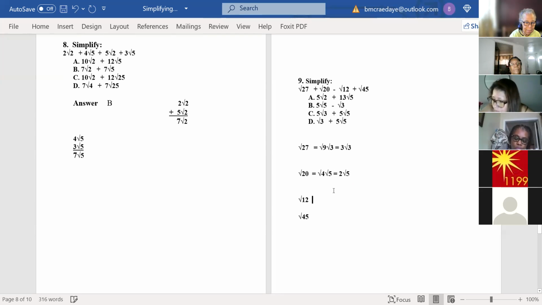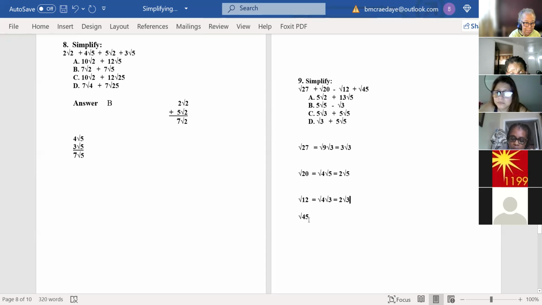Anybody want to do the next one? Maureen, the square root of 12. 4 and 3. Okay, so we have the square root of 4 times the square root of 3. And what's the square root of 4? 2. So that would be 2 times what? The square root of 3.